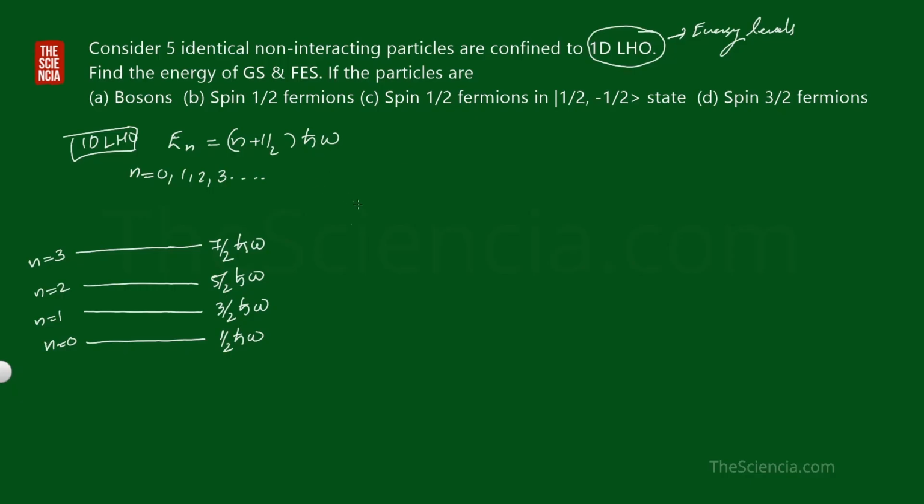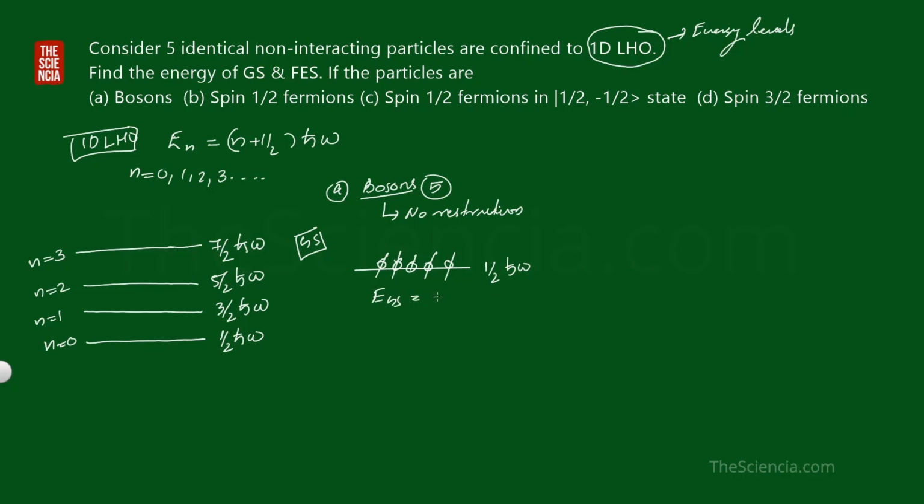Okay. So now we know the energy levels of the 1D LHO. Now we can solve the problem. First consider bosons. There are 5 bosons, right? And I told you there is no restriction for bosons. So any number of bosons can be filled in any state. So in the ground state, the lowest energy state is n equal to 0, that is half h cross omega. All the 5 bosons can be placed in the half h cross omega state. That is, the ground state energy will be 5/2 h cross omega.